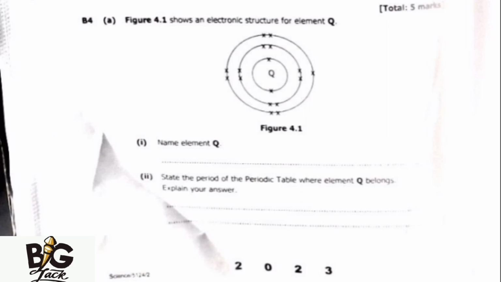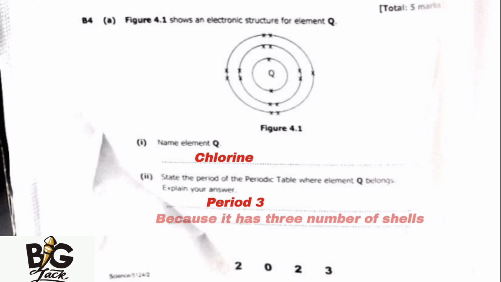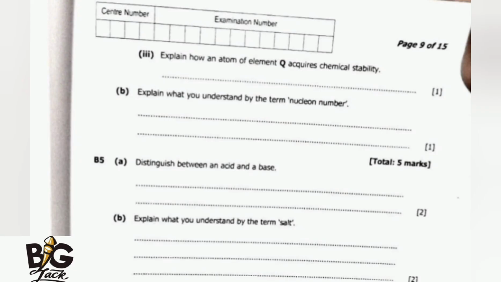Roman numeral 1 is saying name element Q. Element Q is called chlorine. Then Roman numeral 2: state the period of the periodic table where element Q belongs. Explain your answer. I'm going to say this one is found in period 3, just count the number of shells. The number of shells is equal to the period where the element belongs. So I'm going to say because it has 3 shells. That's all.